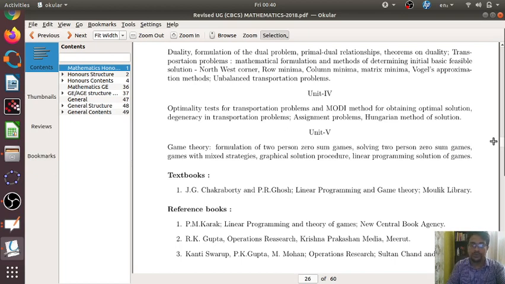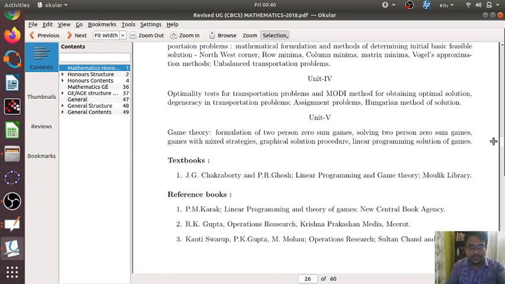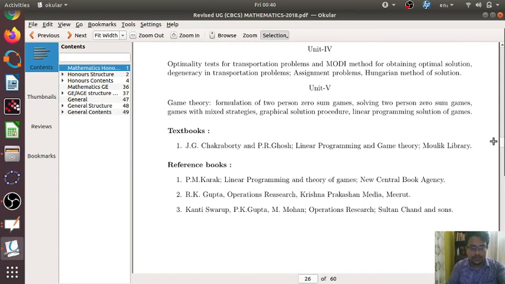The fifth unit is something new for me as well. It's game theory. Formulation of games, 2-person zero-sum games, solving 2-person zero-sum games with mixed strategies, etc. So anyway, we'll learn these things. The recommended textbook is by J.G. Chakraborty and P.R. Ghosh, Linear Programming and Game Theory, of Moulik Library, which is quite a nice book. And there are other reference books as well that you can consult.